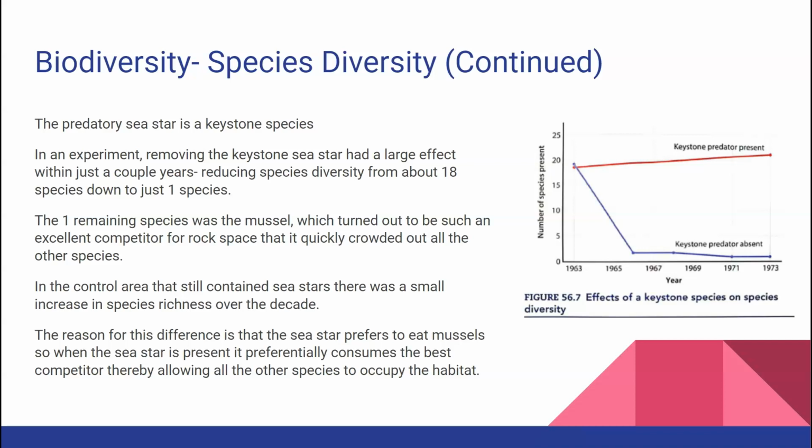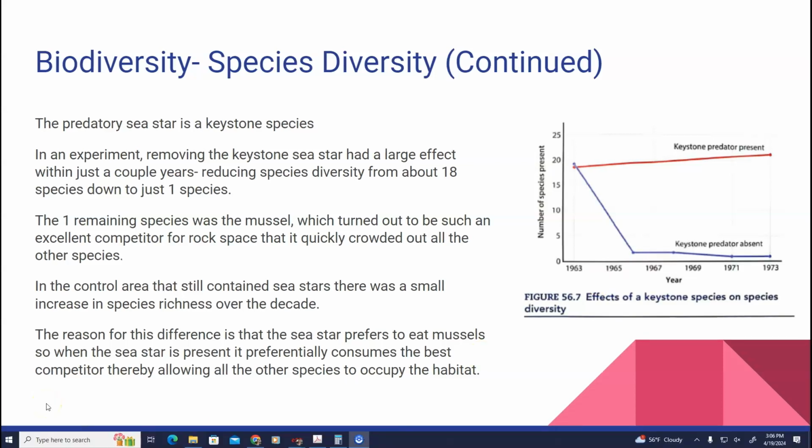When you go to our Atlantic beaches, like New Jersey or Ocean City, Maryland, you would see a large quantity of mussels on the beach. The reason there are so many mussels is that mussels are excellent competitors for rock space, and they quickly crowd out all other species. The sea star likes to eat mussels. So if there's an area that doesn't have the sea star eating the mussels, then the mussels are able to outcompete a lot of the other species. So we don't see a lot of different species on our intertidal zones on our local beaches.